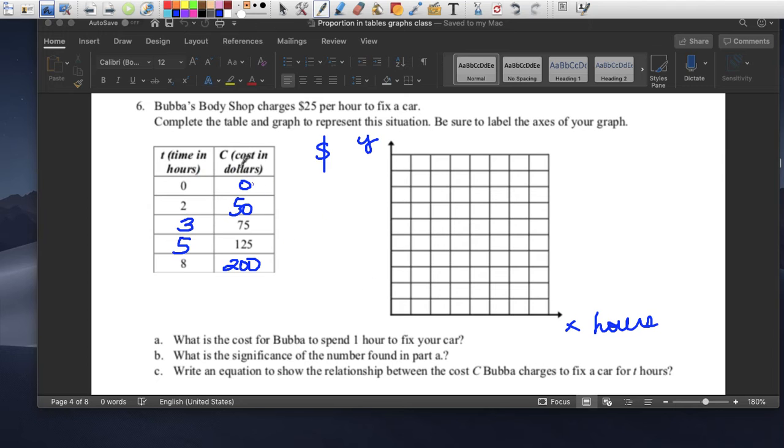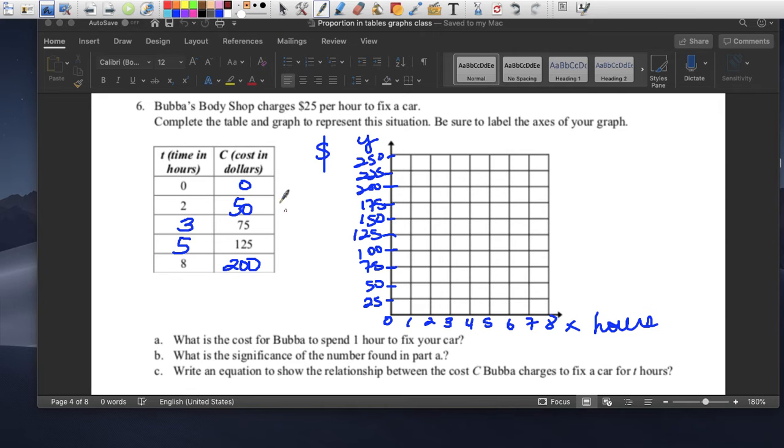So let's start graphing, starting at 0, 0. We have to find our scale. In hours, that's pretty easy: 1, 2, 3, 4, 5, 6, 7, 8. We didn't have to put all those values, but I had room. Up and down, we need the number 75 and 125, and we can't go by 100, so let's go by 25s: 25, 50, 75, 100, 125, 150, 175, 200, 225, 250. We don't even need to go up that far, so that's fine.